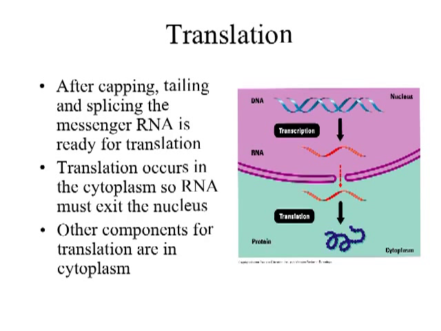The one that's transcribed from the DNA into RNA, we call this mRNA, messenger RNA, because it's going to be the messenger that goes out into the cytoplasm to find ribosomes to translate it. Translation occurs in the cytoplasm, so the RNA needs to exit the nucleus through those nuclear pores. And we're going to take a look at the other components for translation that are also in the cytoplasm.